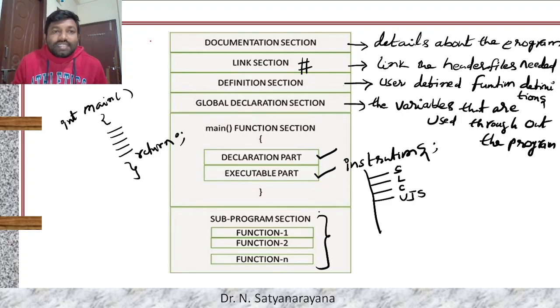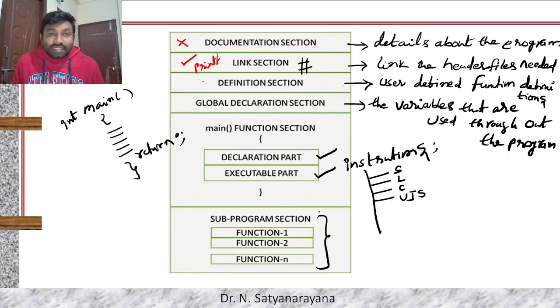Documentation section, is it compulsory? No, it is not a compulsory section. This is for the user's understanding that we write. Link section: if you are using any predefined functions, the link section is compulsory. You have to write it, because in a simple C program also we make use of the printf. The prototype of the printf is in the header file stdio.h. So in the worst case also we need at least the stdio.h header file. So the link section, though it is not compulsory, if you are using predefined functions, then you have to write that link section also.